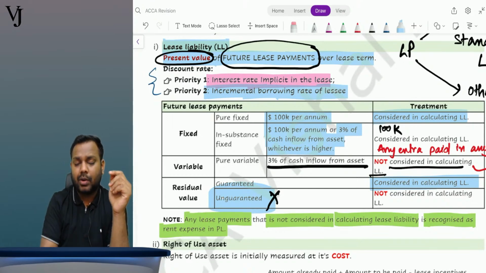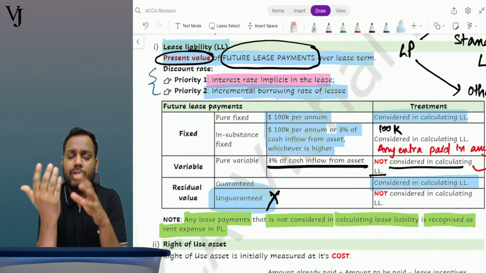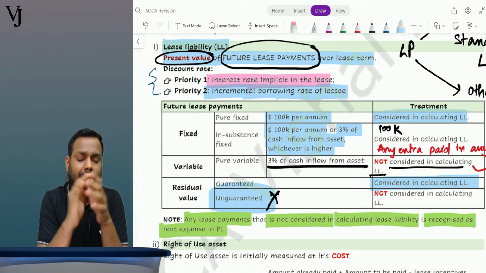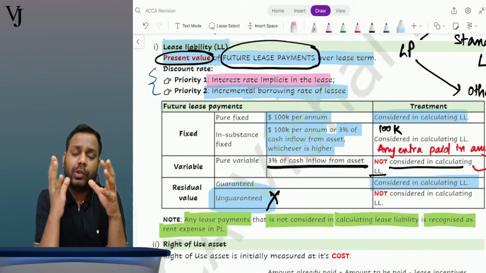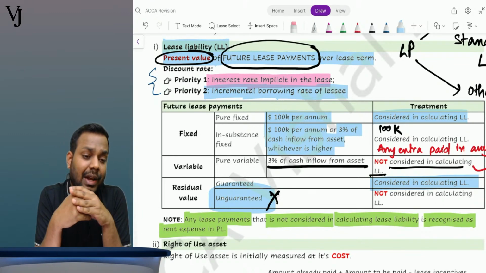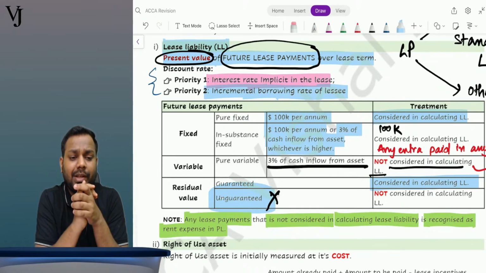Now you know the meaning of future lease payments, and you know the discount rate. Can you calculate the present value? Once you calculate the present value, this present value is called the lease liability.